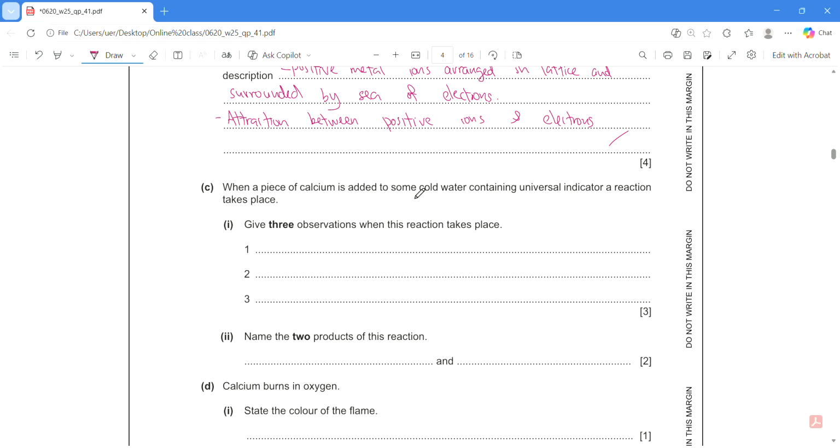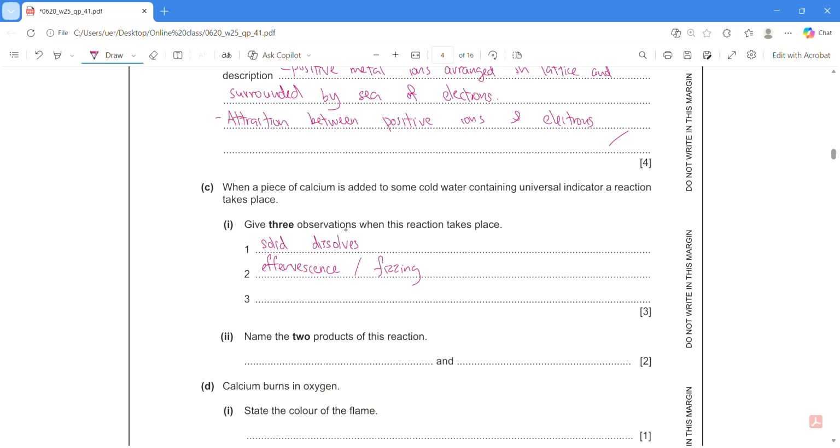Calcium added to cold water containing universal indicator. 3 observations. So what can we see from this experiment? First, calcium will dissolve. So we just say the solid dissolved. Second, this calcium reacts with water to produce hydrogen gas. So gas produced in liquid, you see bubbles, which we call effervescence. Okay, if you can't remember this word, too hard to spell it, you can write fizzing. Okay, it's the same meaning.